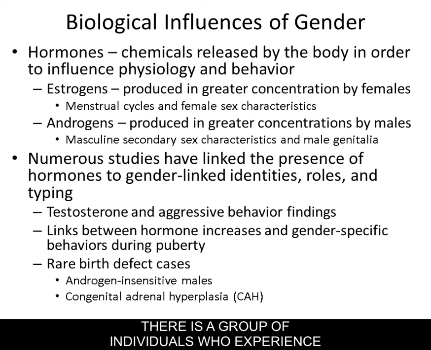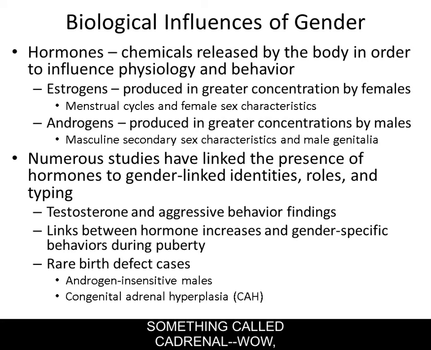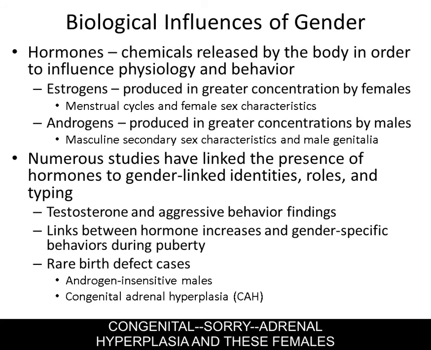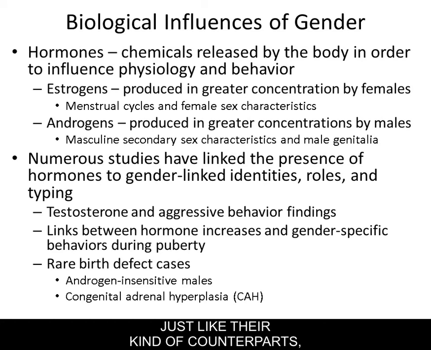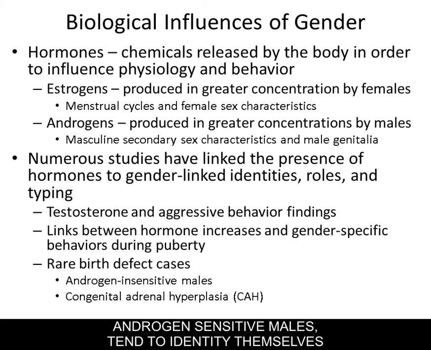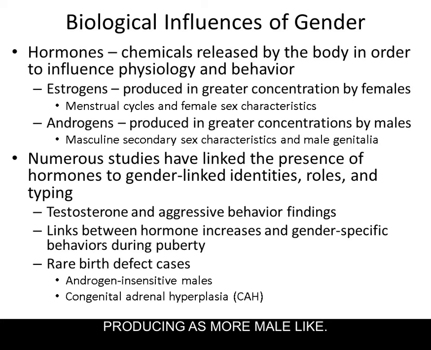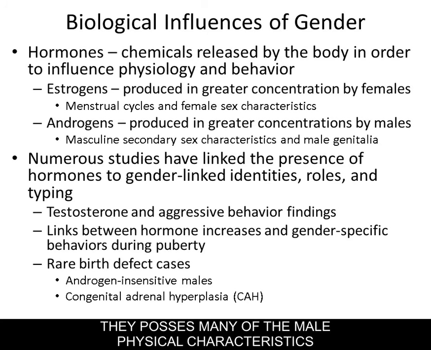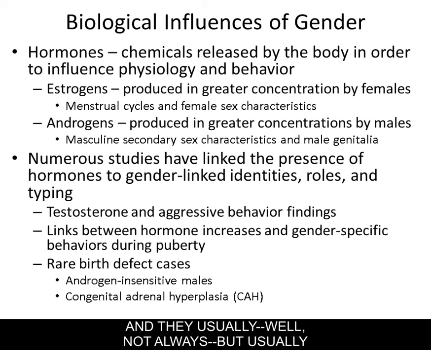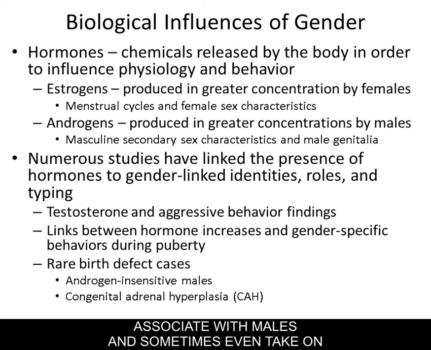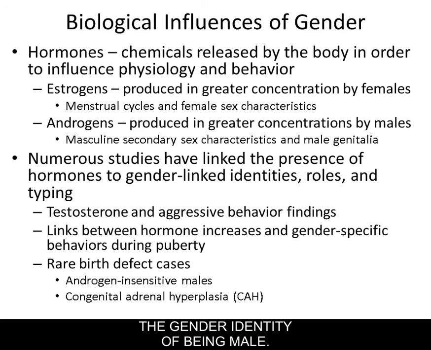There's a group of individuals who experience something called congenital adrenal hyperplasia. These females, just like their counterparts, the androgen insensitive males, tend to identify themselves, because of this extra amount of androgens that they're producing, as more male-like. They possess many of the male physical characteristics, and they usually, not always, but usually associate with males and sometimes even take on the gender identity of being male.